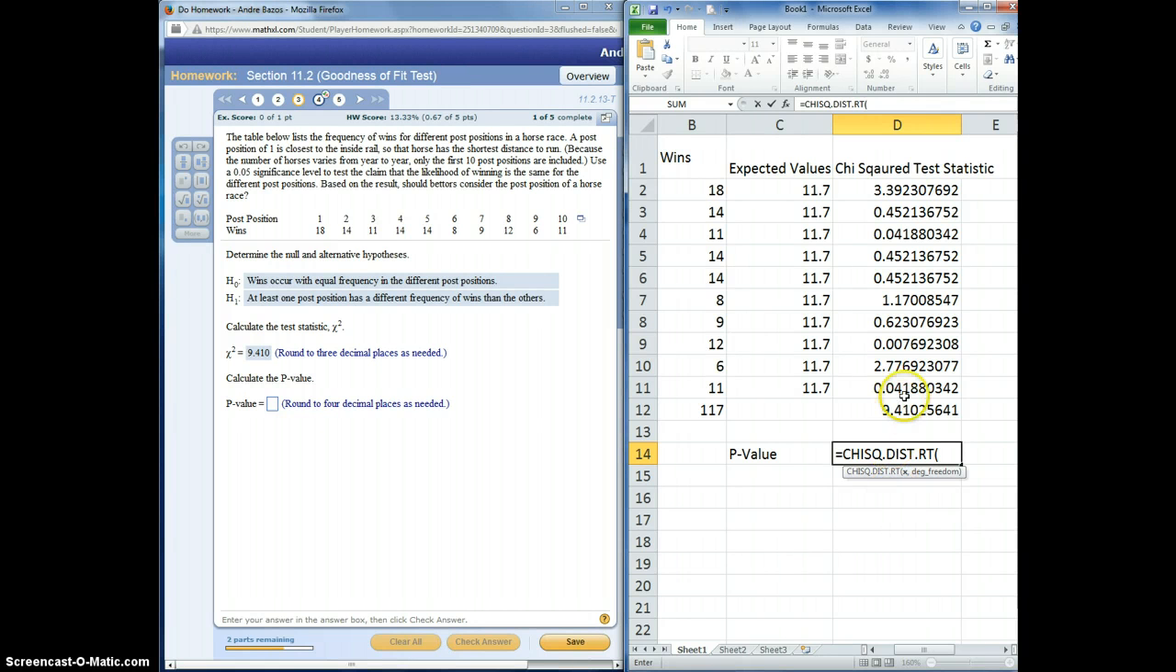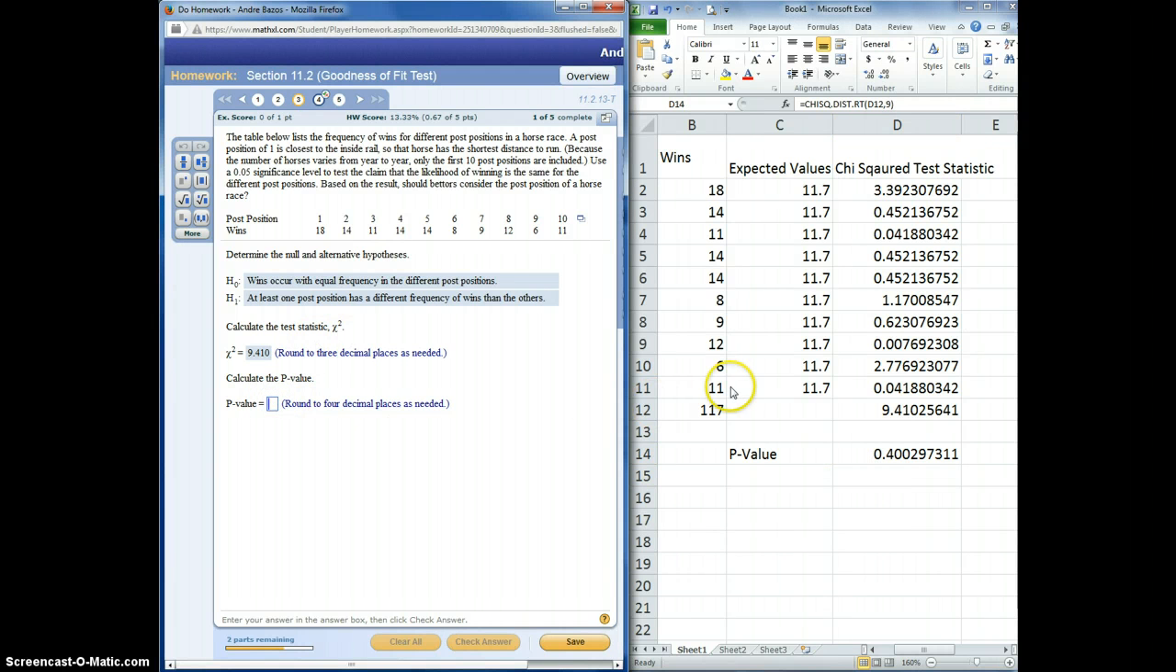We will use our x, which is our chi-squared, comma, and degrees of freedom. Degrees of freedom is the number of categories minus one. We have 10 categories minus one, which would be nine. We end that, and this is my p-value, around 40%.